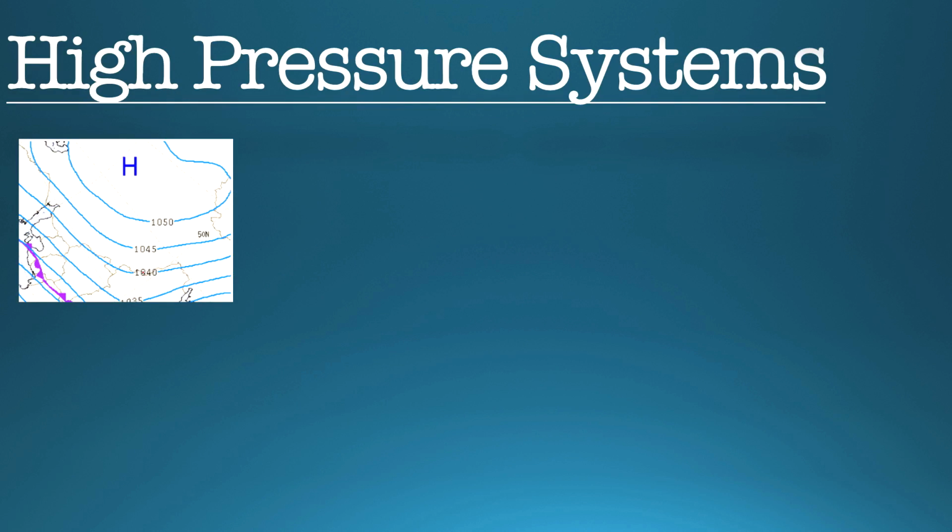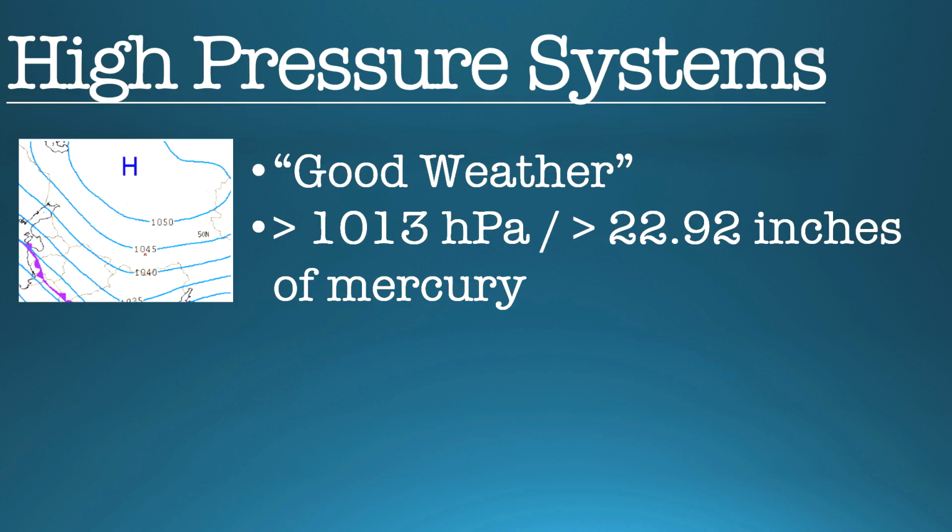High pressure systems, on the other hand, are associated with good weather generally. Okay, you can see that here. You can see those lines. The closer the lines are together, by the way, the stronger the winds are. And you can also see the numbers here, like 1050, 1045. So in high pressure systems, we have a pressure higher than 1013 hectopascals, or higher than 22.92 inches of mercury. And we can see that in this case, that's true.